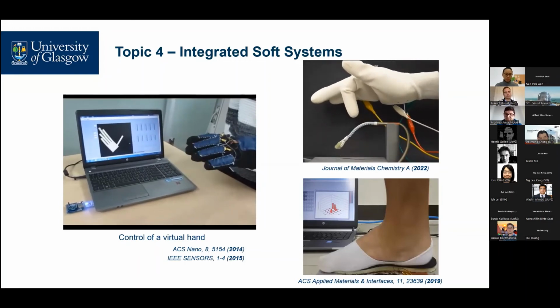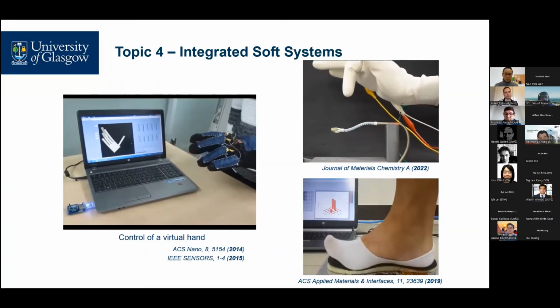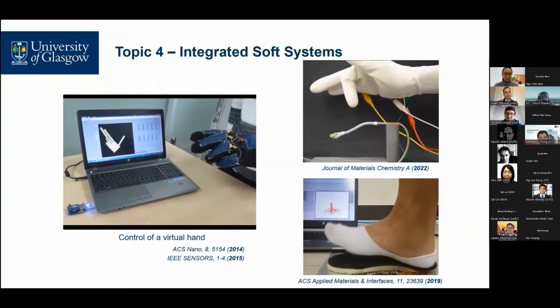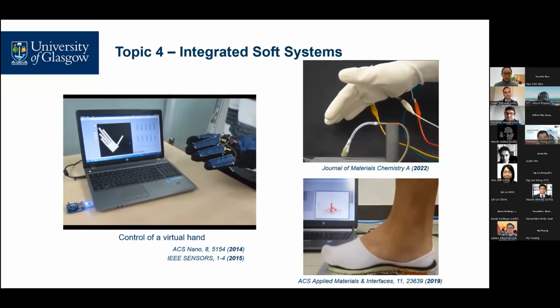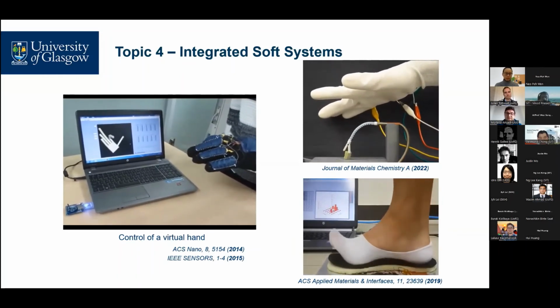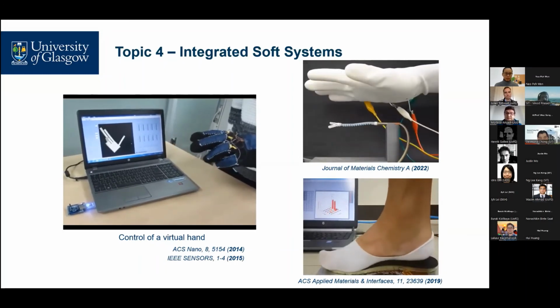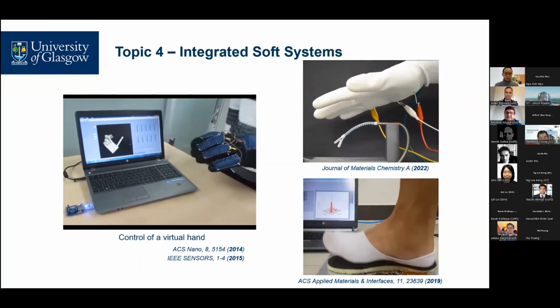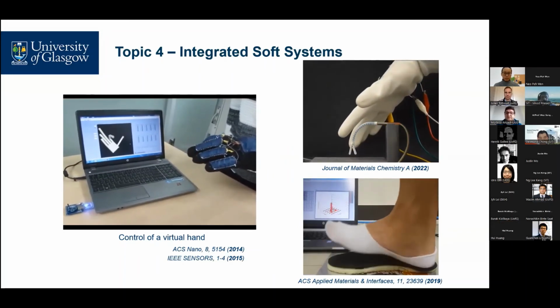In the pressure sensor example, we have created a flexible pressure sensor array, and we have shown that we can use such a sensor array to monitor the pressure distribution in the sole. And we were able to distinguish signals between walking, jumping, running, and so on.